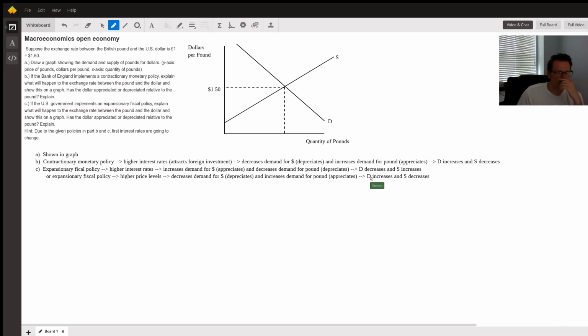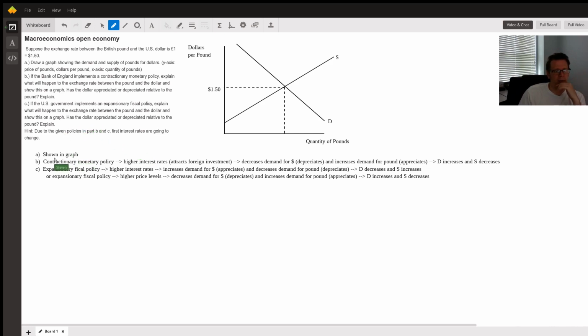Now, if we look at part C, this one is interesting. I know what they're going to want for this, what the textbook usually says, but there's another approach to this, so I'm explaining this to you. This is the U.S. government implementing expansionary fiscal policy. It doesn't say what type of fiscal policy. Are they going to lower interest rates? Are they going to increase spending? Since we don't know, it's tough to say.